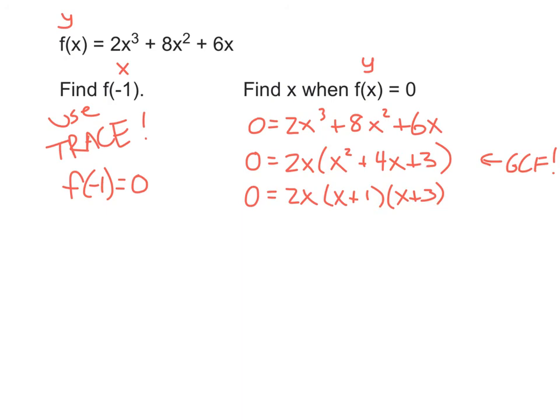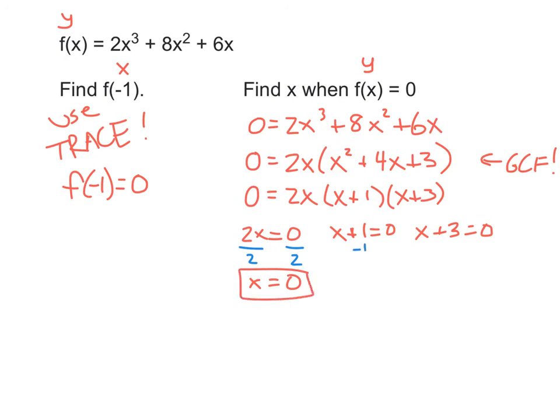So now we're at the zero product property, and we're going to go ahead and say that either 2x equals 0, or x plus 1 equals 0, or x plus 3 equals 0. Solving each of these, we're going to divide both sides by 2 because it's 2x, not 2 plus x. So x equals 0. And we're going to subtract 1 for this one. We're going to subtract 3 on this one. So for here, we've got x equals negative 1. And this equation, we've got x equals negative 3.